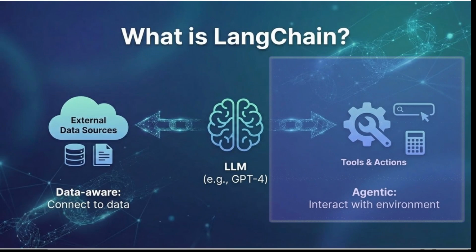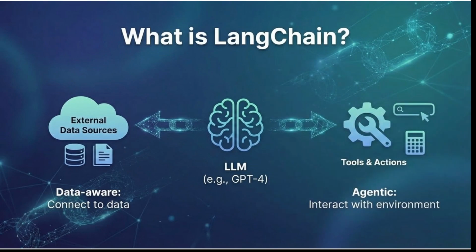The second, tools and actions. This is the agentic part of LangChain. Here, LangChain lets your LLM use tools to interact with the environment and perform real-world tasks that you want. This makes your artificial intelligence much smarter and more capable.